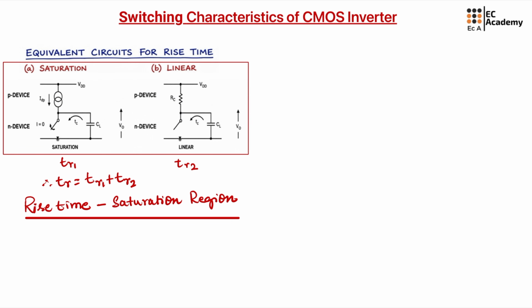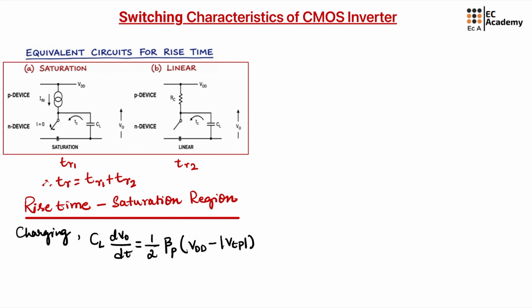In rise time, PMOS will be on and NMOS will be off. So the PMOS is represented by a current source. So this current will charge the capacitor CL. The output voltage will increase with time since capacitor is charging. When the capacitor is charging, the saturation current CL dV0 divided by dt will be equal to 1 by 2 beta P into (VDD minus absolute value of VTP) whole square.